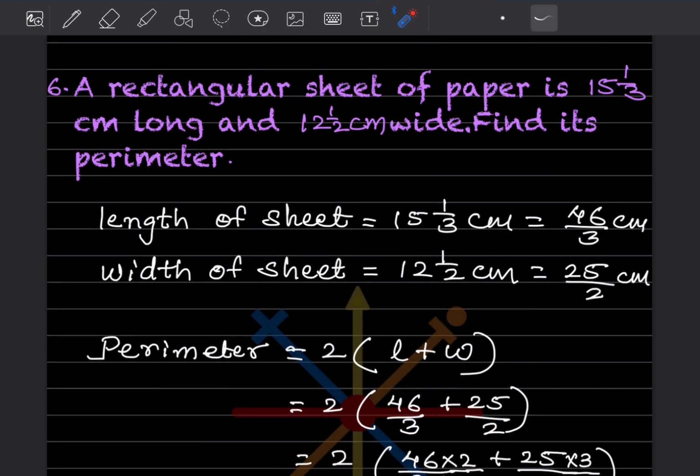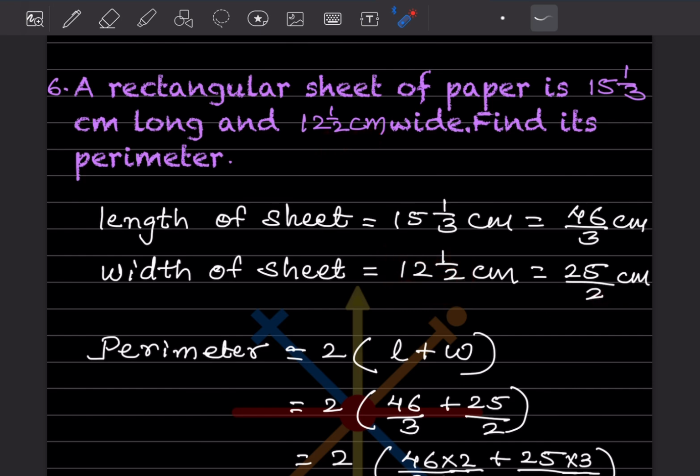A rectangular sheet of paper is 15 integers 1 by 3 centimeter long and 12 integers 1 by 2 centimeter wide, and you have to find the perimeter. The length of the sheet is given as 15 integers 1 by 3, so make it improper. That will be 45 plus 1, that is 46 by 3, and the width is given as 12 integers 1 by 2, so this is 24 plus 1, which is 25 by 2 centimeter.